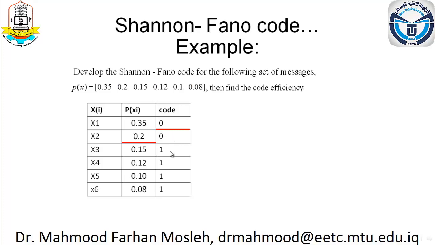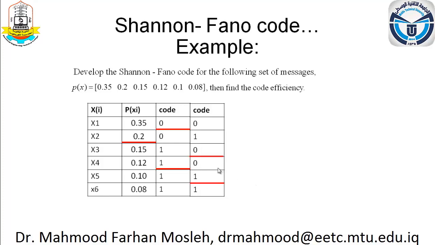The final step is to divide each half into subgroups, which have 0.35 and 0.2. Each one is put alone in a group, and the lower group is divided into two subgroups, which have sums as close as possible, with lower variance. Now we put 0 for the upper one and 1 for the lower one, and so this group has 0 for the upper one and 1 for the lower one.